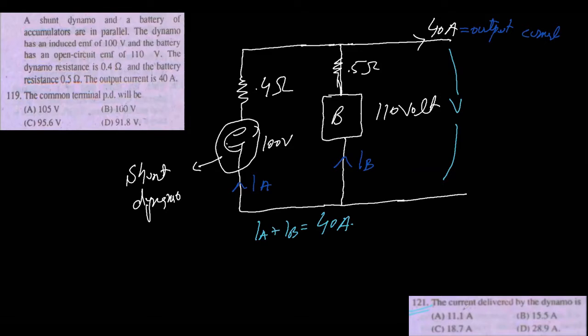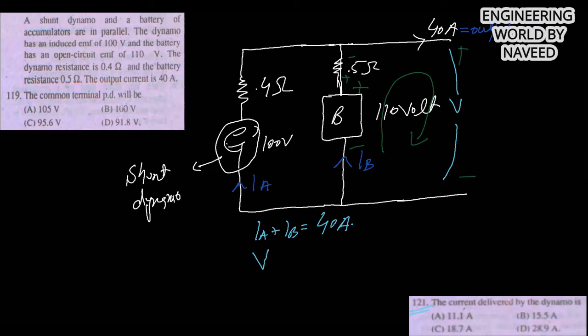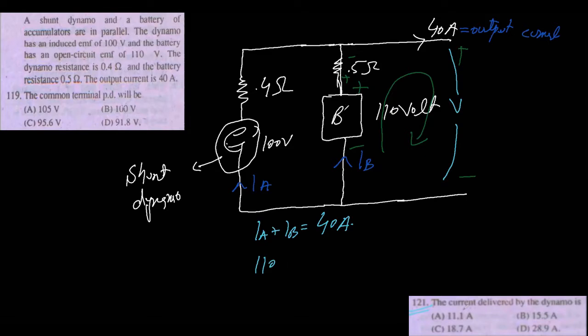If you apply loop analysis, this is plus, this is minus, this is plus, this is minus. Here we have a rise, so the voltage across the battery is 110 volt. Then there is a drop, so that is equal to 0.5 IB plus V volt. V is the terminal voltage. So another equation is this.